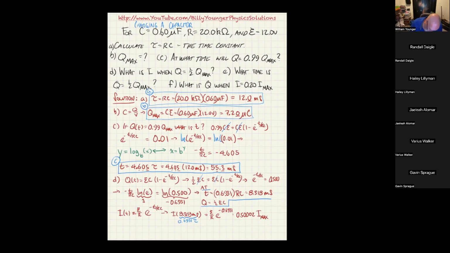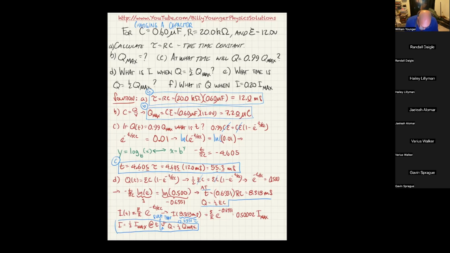So what we see is I equals 1/2 I max at T such that Q equals 1/2 Q max. So that's really the answer. This symbol right here means "such that." Okay, so that's part D. Anybody have any questions on that?